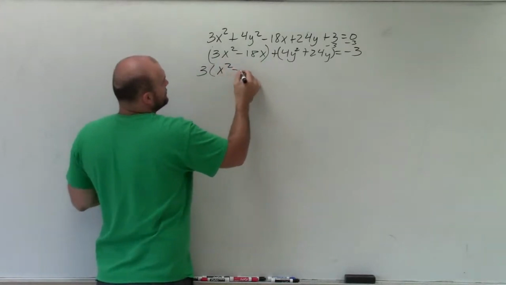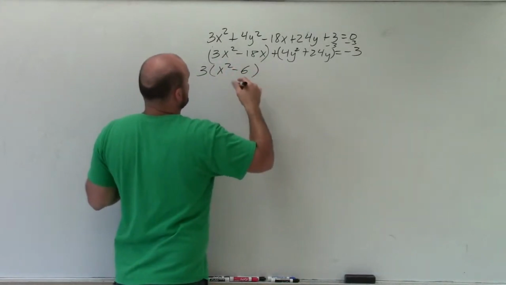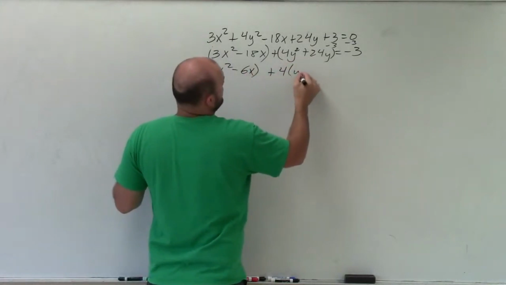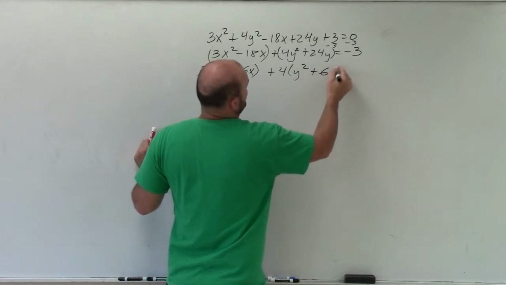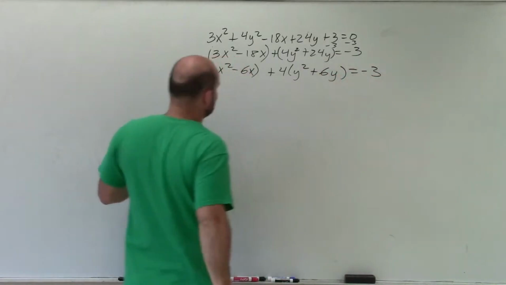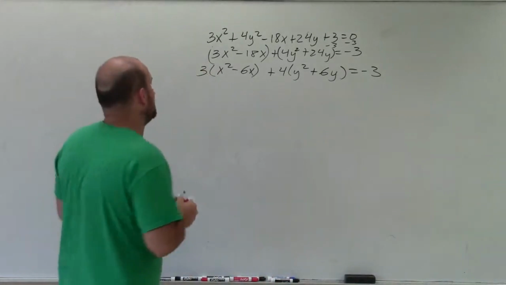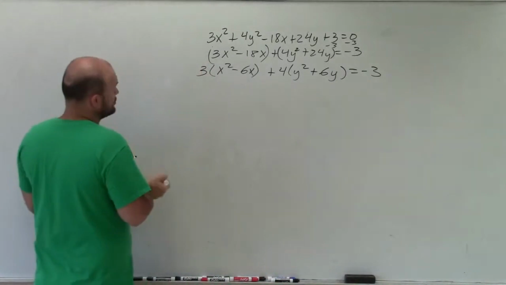So therefore, I'm left with x squared minus 6x. Plus here, the common factor would be 4. So y squared plus 6y equals negative 3. Okay. So now, to create the perfect square trinomial, I need to take b divided by 2 and square it.